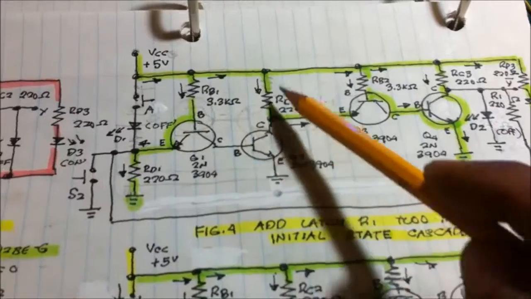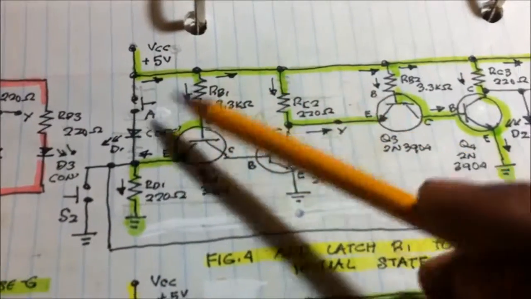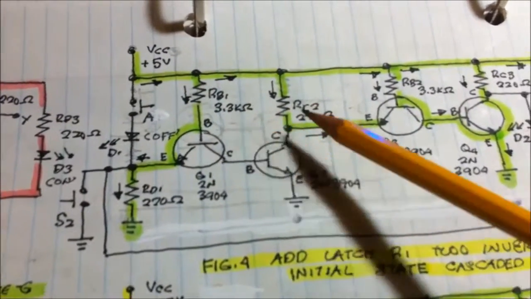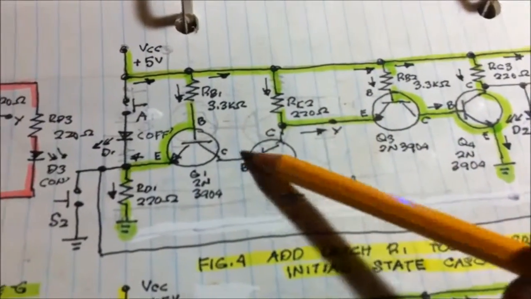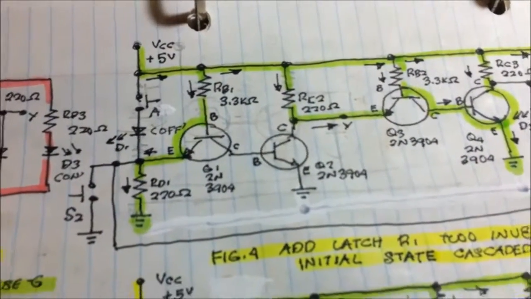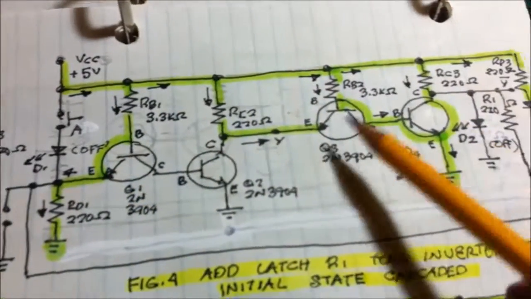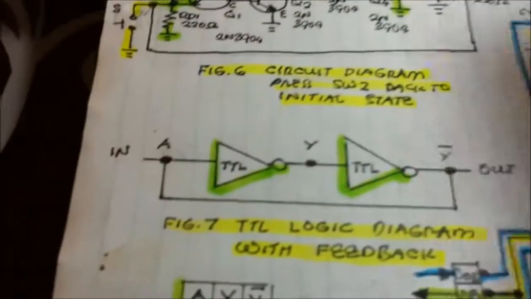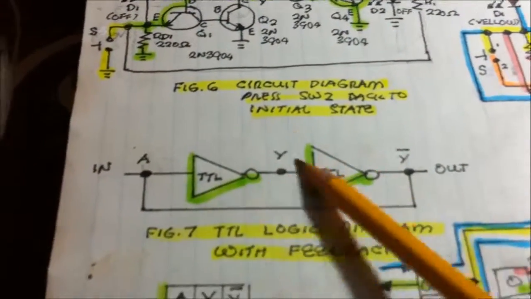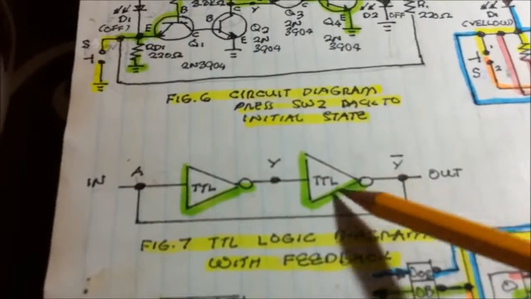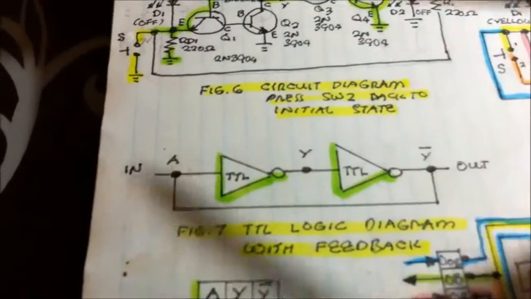So I'm now using the values of what we have computed here. See the values: 220, 3.3, 220. The configuration of the transistor in TTL, using the emitter as the input, and this is the second inverter. Our objective is to make this logic circuit, TTL two inverters in series with a latch switch.